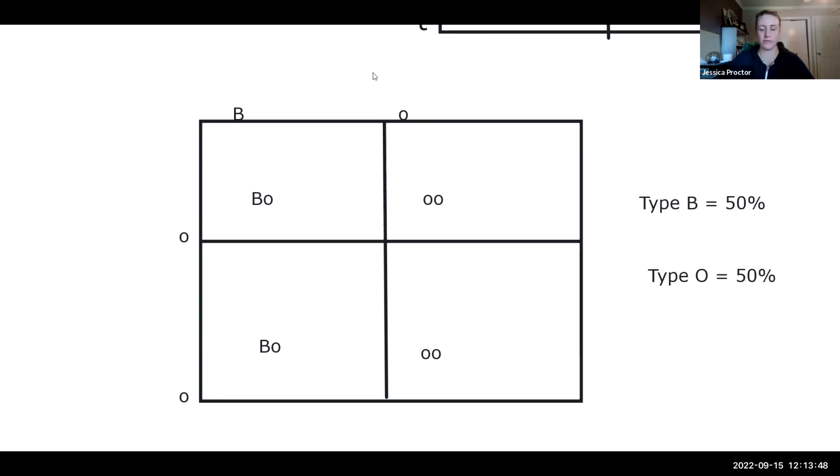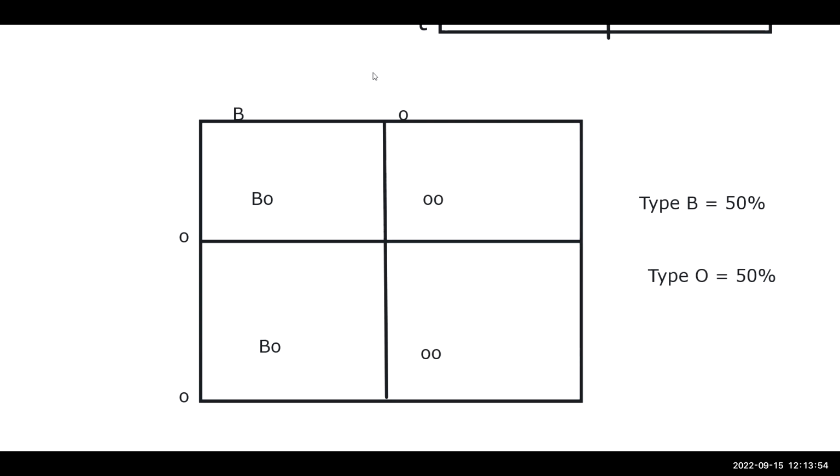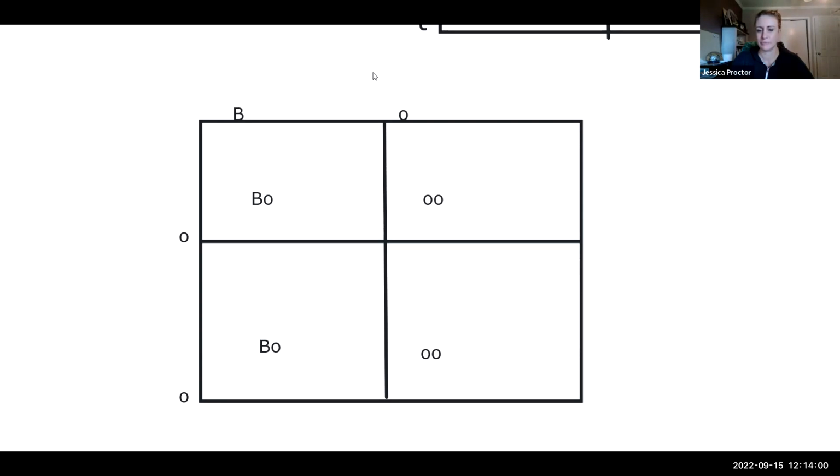All right, how you guys doing so far? Good. Does anybody know their parents' blood type and want me to do their Punnett square for them? Or have another scenario you want me to do?